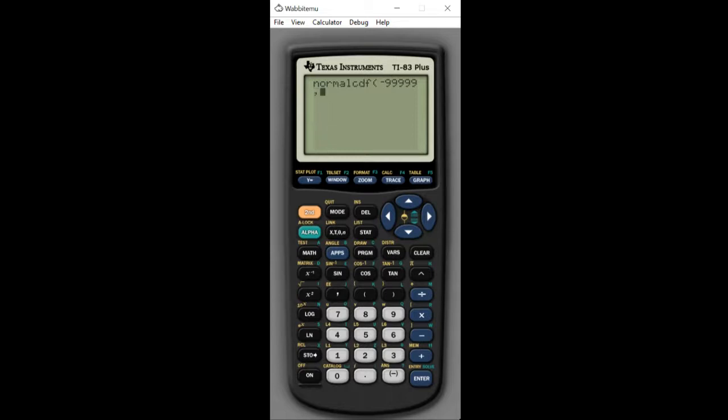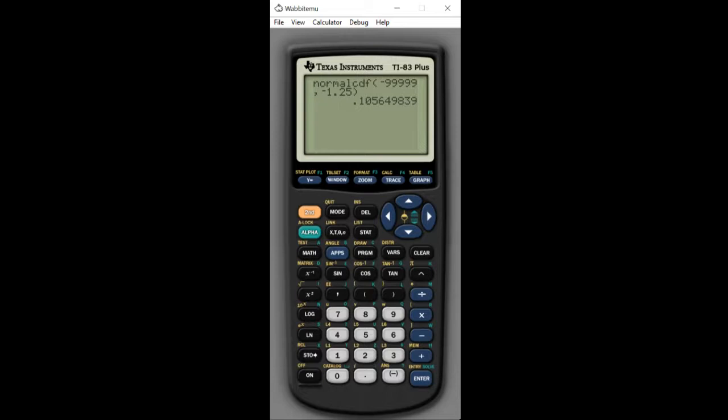And then I'm going to do a comma, and then my upper limit. So the number where we were stopping at was a negative 1.25. And I'm going to close my parentheses here. And I'm going to hit enter. And if you notice, to 4 decimal places, I came up with 0.1056, which is exactly the same number we came up with using that table, right?